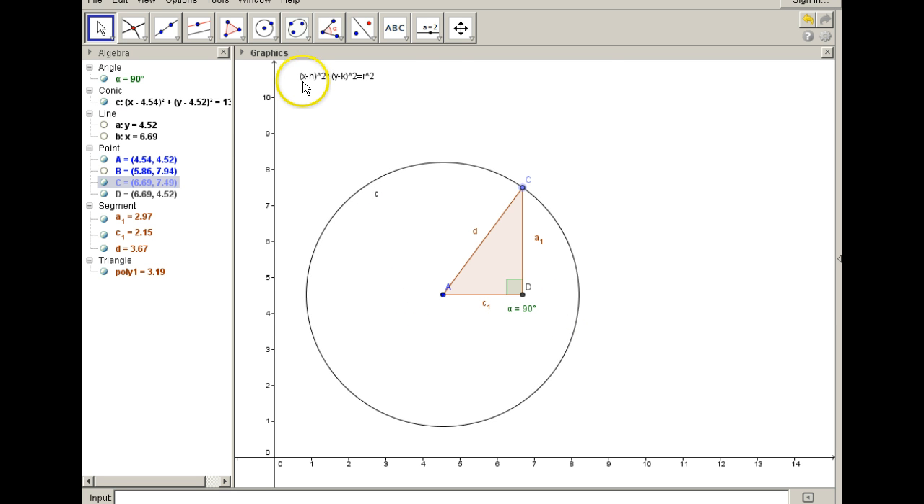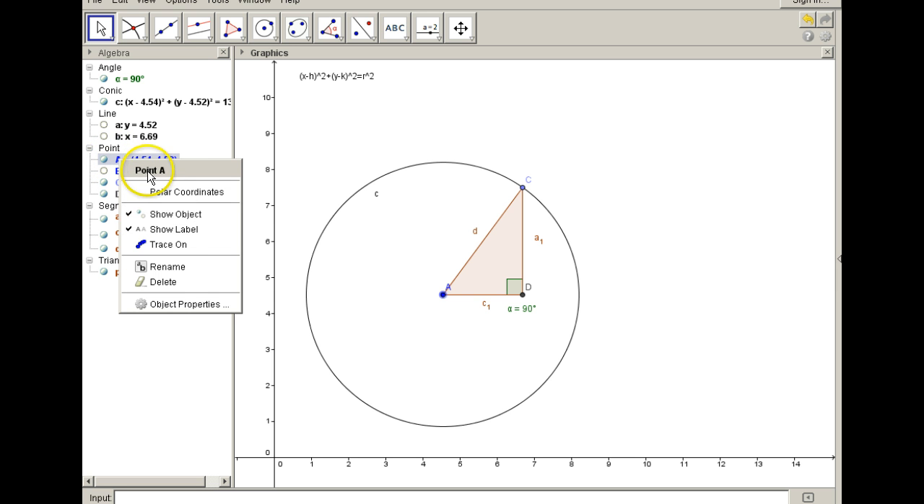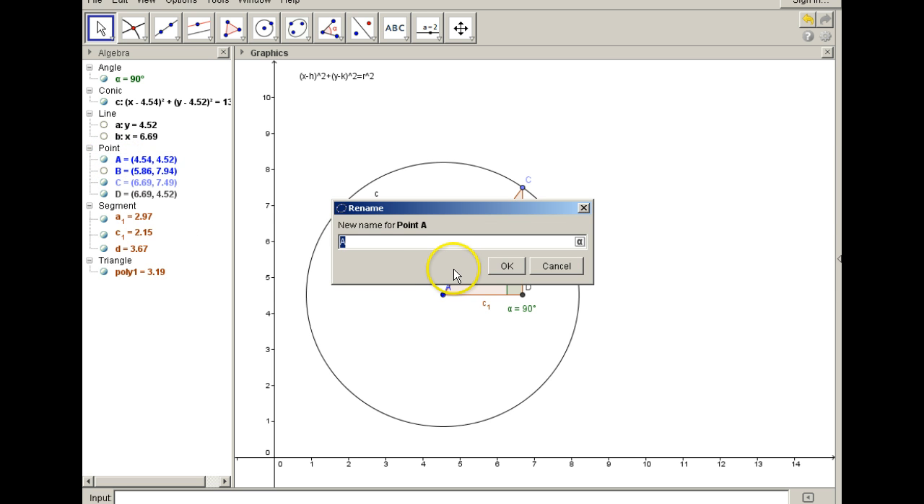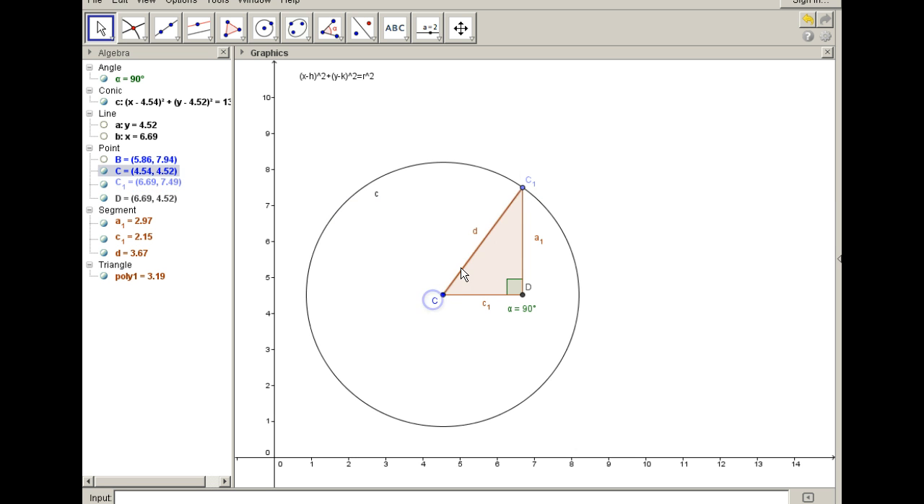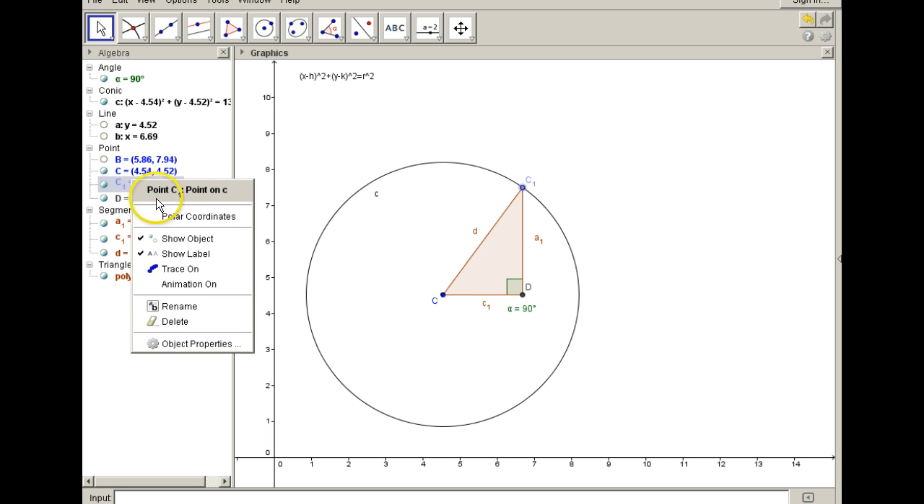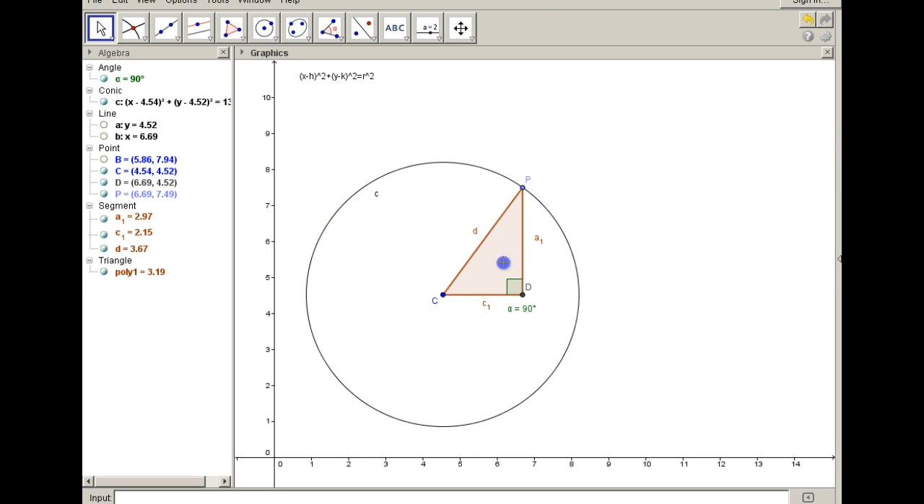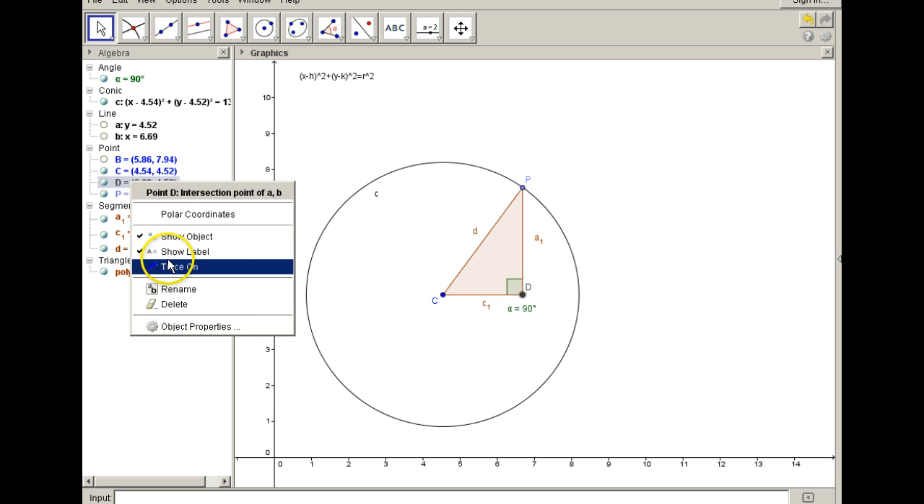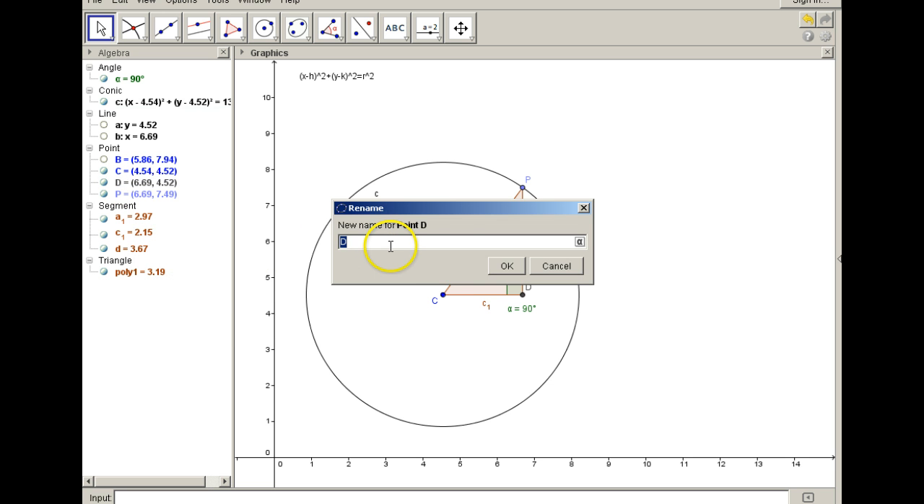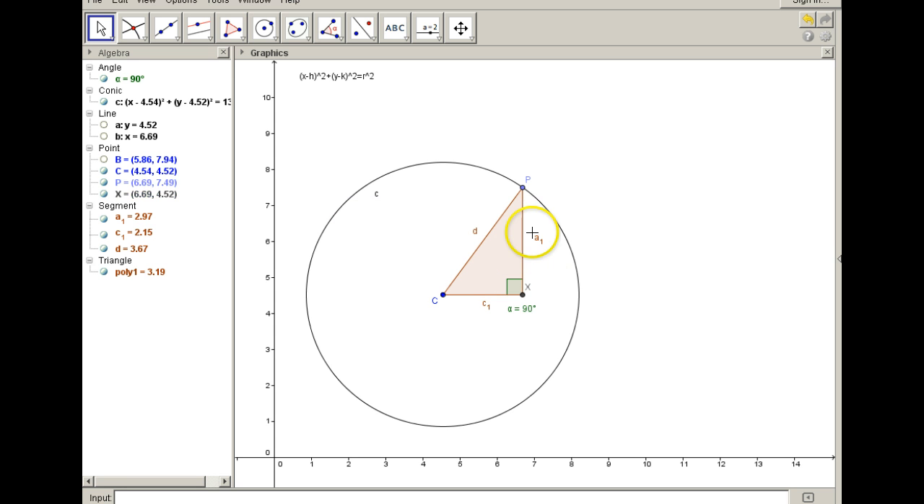So now let's give some different letters here. Let's call this one point C, and the reason for that is because it's the center of our circle. And let's rename C1 and call that point P, because it's a point on the circle. I don't know why, we'll just call it that. And we'll call this point D. Well, let's just rename this to point X, because it's moving around a whole bunch, just for that reason.